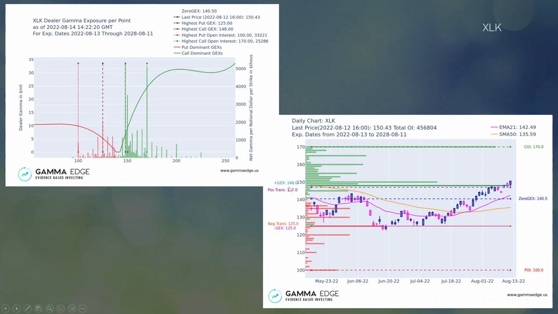XLK, very positive wing chart. Here's the setup: we are at plus GEX of 148. However, we have a nice level building out overhead at 170. Important to see if we do get this shift higher, as that would be a great risk reward trade, risking against this level right here. So something to keep an eye on. Good looking chart though there.